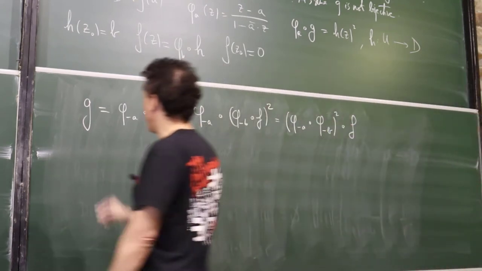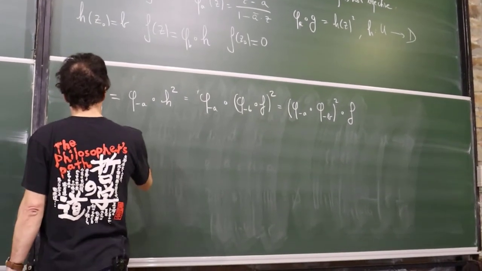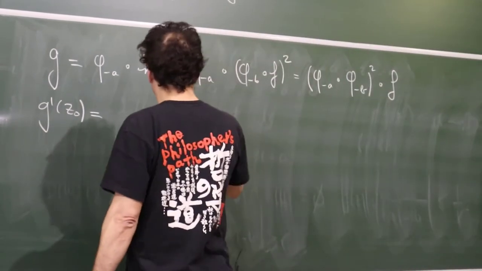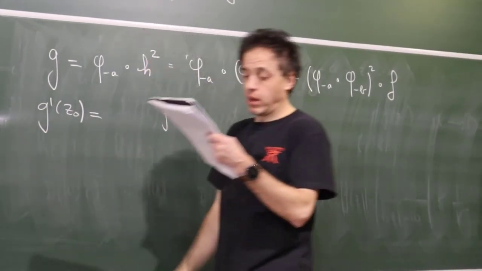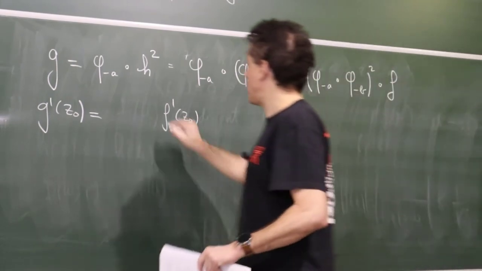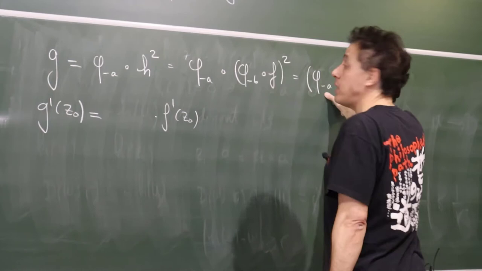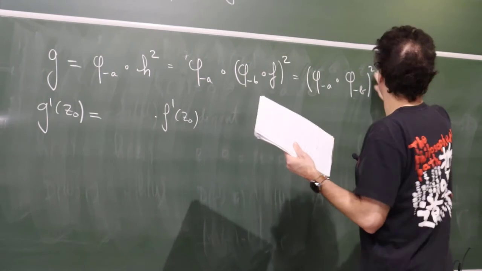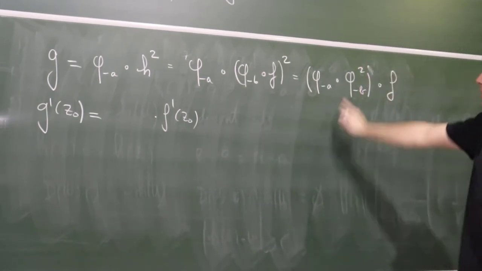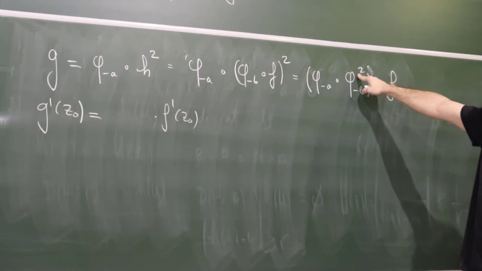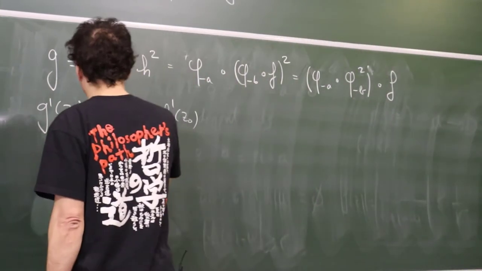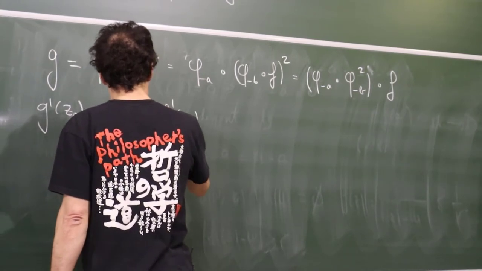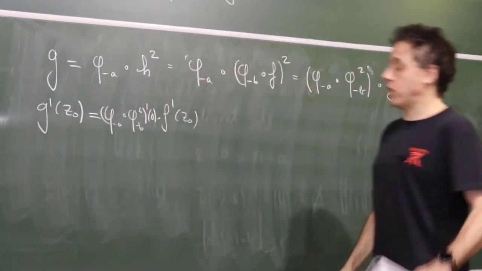So g prime of z0 now, using chain rule, is f prime of z0 times, f of z0 goes to 0, the derivative of this function at 0. Okay, there is a mistake, sorry. The square was here, is here. Okay, so you can verify this equality. You have this product here.